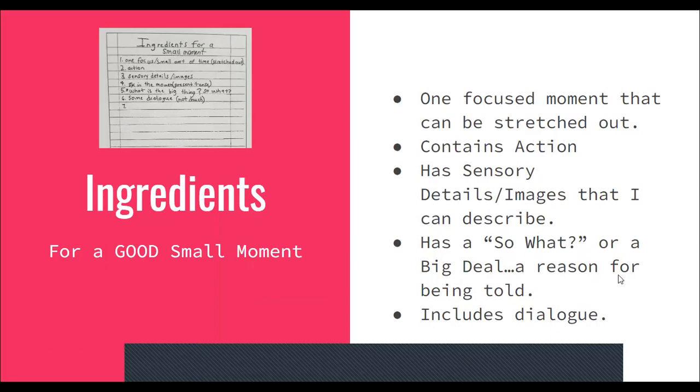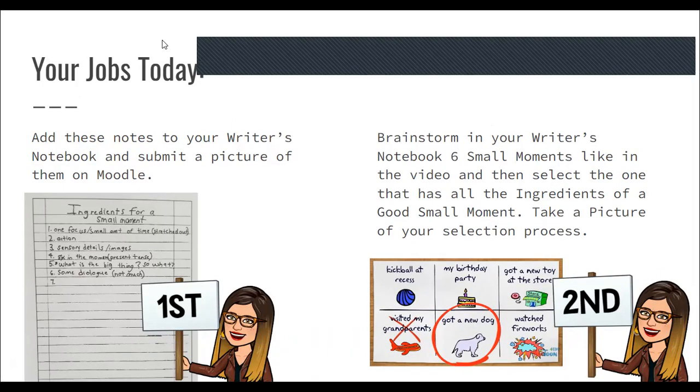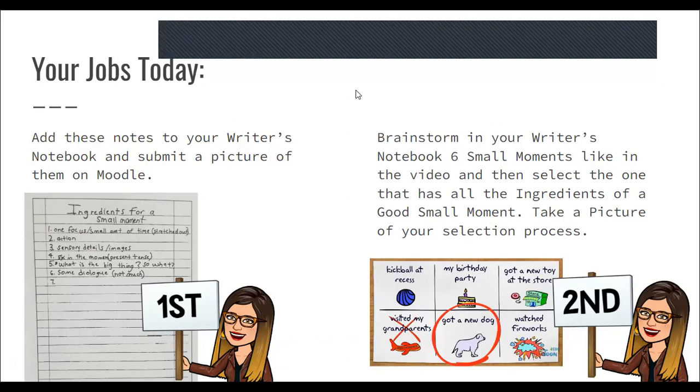Okay, I'm gonna go to the next slide and then we'll come back to this. All right, so after you have finished your ingredients for a small moment, here are your jobs for today. You're gonna put those notes in your writer's notebook and you're gonna put a picture of your notes in Moodle. Then also in your writer's notebook, you need to take some time and brainstorm 6 new small moments, okay? Just like they did in the video. You need to think about 6 different stories that you could tell.